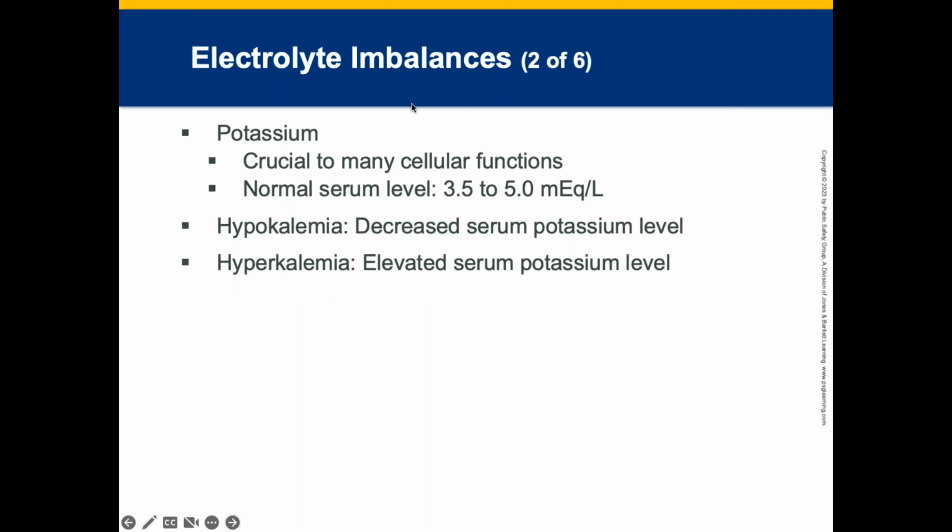So let's talk about potassium. Potassium is crucial to many cellular functions. The normal serum level of potassium ranges from 3.5 to 5 milliequivalents per liter. Hypokalemia, or hypo-K, is a decreased serum potassium level. Causes include decreased dietary potassium intake and absorption, decreased shift of potassium into the cells, renal potassium loss, extrarenal potassium loss as well.